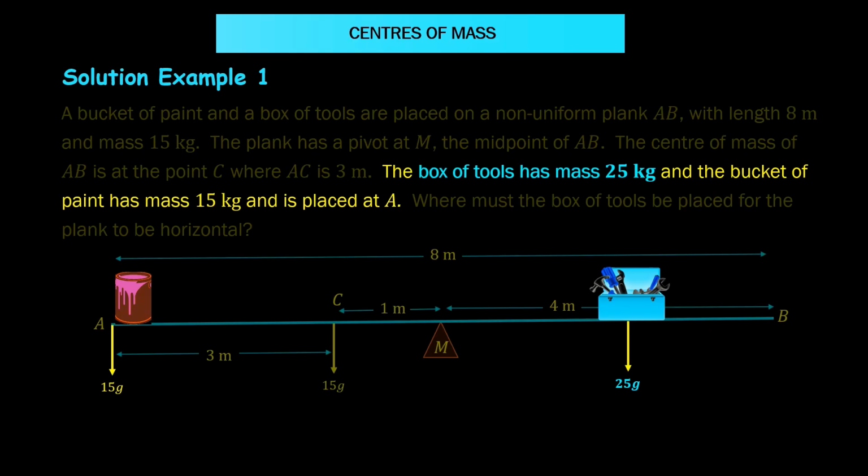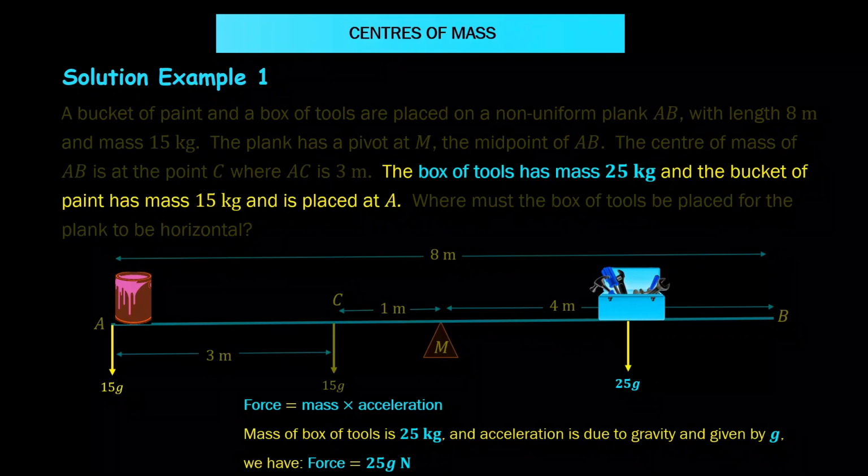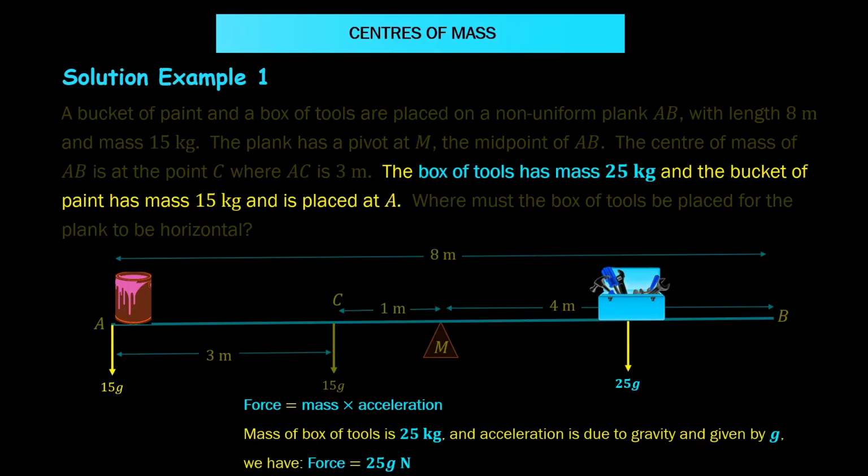The box of tools has mass 25 kg, so we have that the force acting at the point where the box of tools is placed is 25 g newtons. Again, this is because force equals mass times acceleration, and the mass of the box of tools is 25 kg, and the acceleration due to gravity is given by g. Therefore, we have that the force equals 25 g newtons.